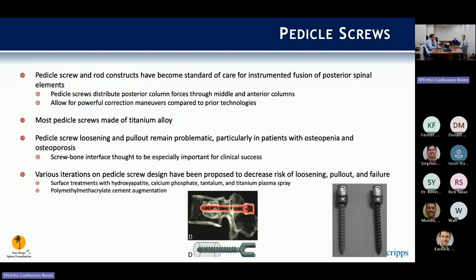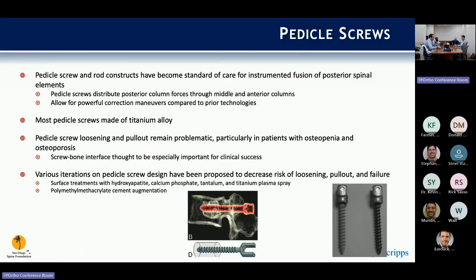Switching gears a little bit now to pedicle screws. So this has obviously become a staple of spinal instrumentation over the last couple of decades. And their design allows for transmission of force across the vertebral column, where previous instrumentation used prior to this was mostly just posterior column control. So this aids in deformity correction, provides segmental stability, and the majority of screws used today are titanium alloy due to the favorable modulus and biocompatibility.